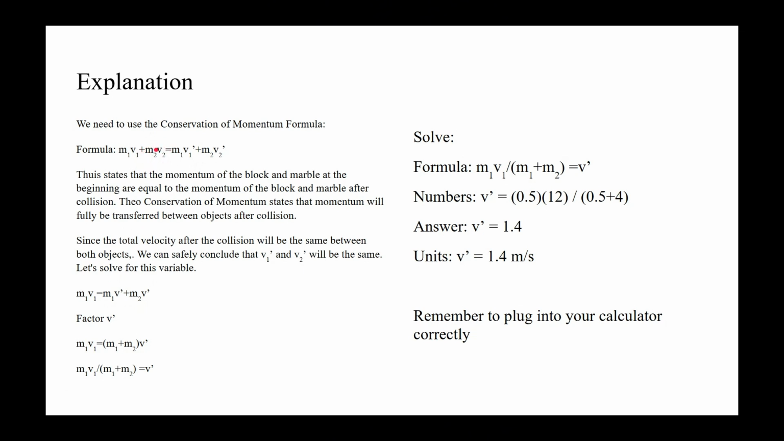The block was at rest in the first portion, so we can completely cancel this out, and we get m1v1 equals m1v prime plus m2v prime. We cancel out the subscripts because v prime is equal. We factor the v prime: m1v1 equals (m1 plus m2) times v prime. Bring m1 plus m2 to the other side, and now you have your formula. Up here is your formula for solving the velocity of the block and the marble after collision.